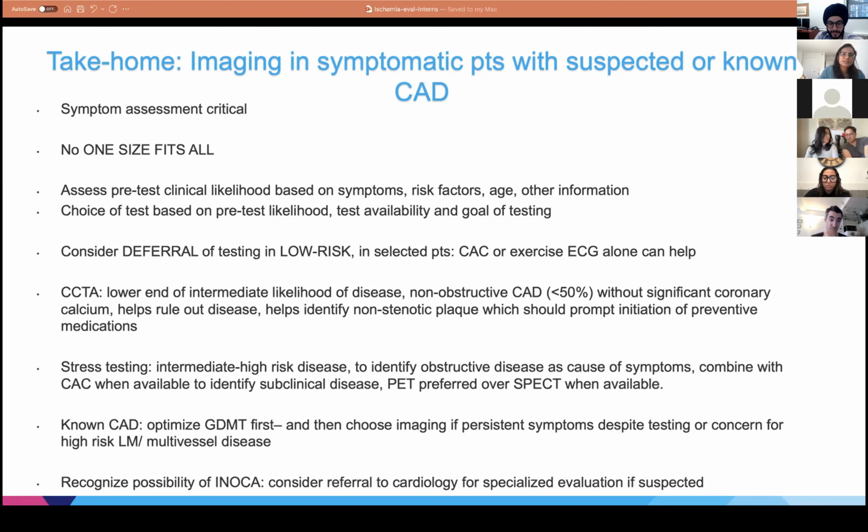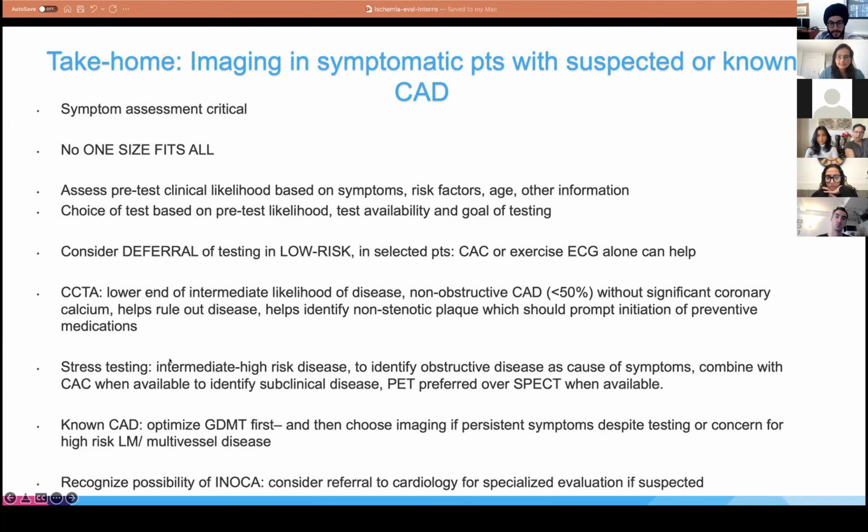When the patient is younger, more on the lower end of the intermediate likelihood of disease, or low to intermediate likelihood. When patients have non-obstructive CAD without significant calcium, what does it do? It helps you identify non-stenotic plaque, which should be treated medically, and it helps you rule out disease. It helps you rule out, hey, epicardial coronary artery disease is not the reason why this patient is having symptoms.